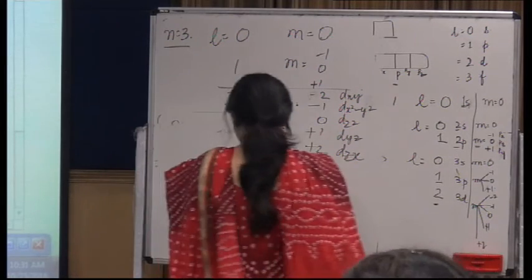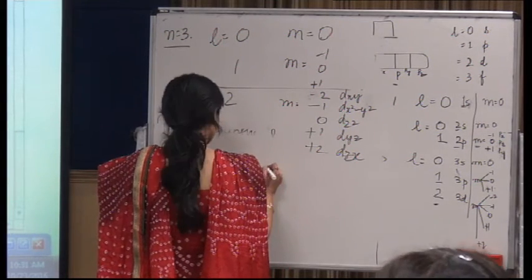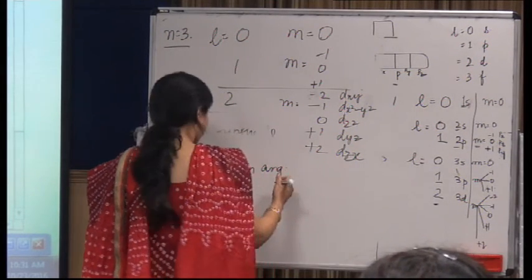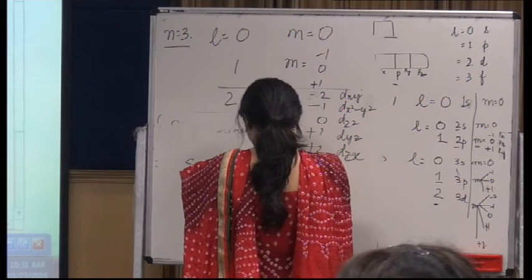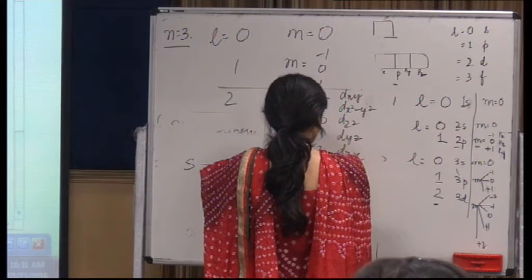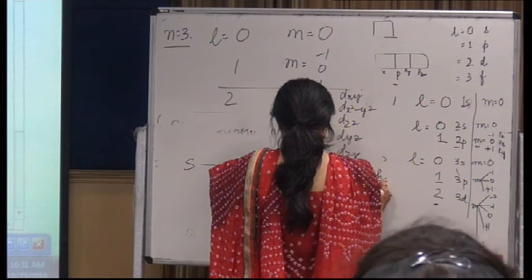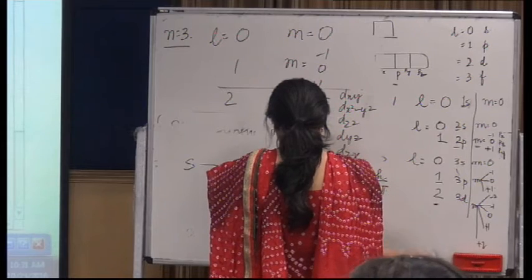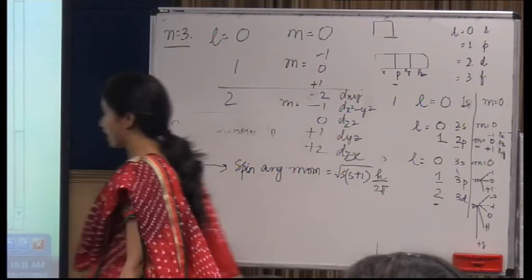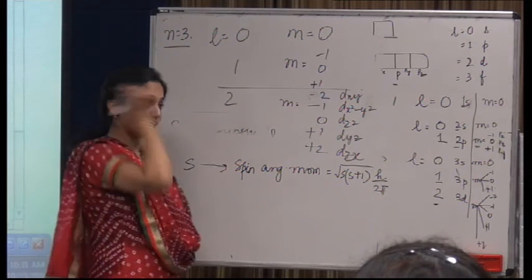And when you talk about the spin, here itself you can talk about a spin angular momentum. Your spin angular momentum is equal to under root of s into s plus 1 into h upon 2 pi, where s refers to the spin.